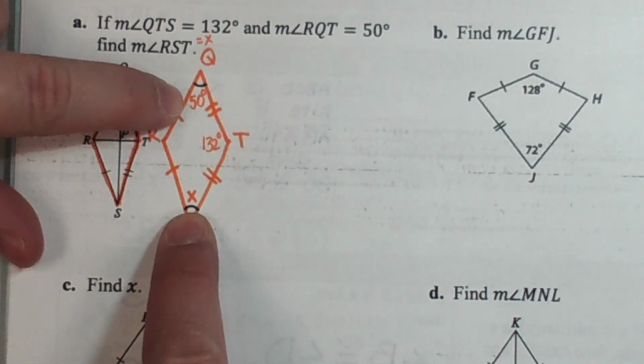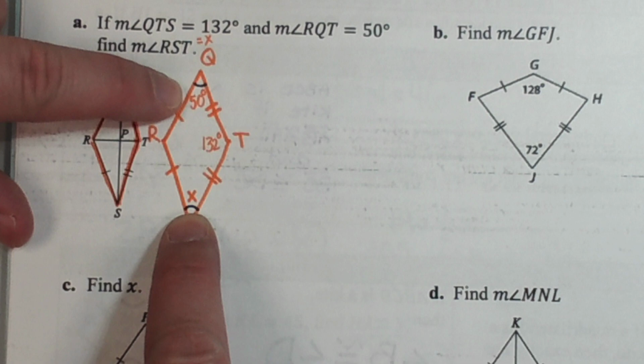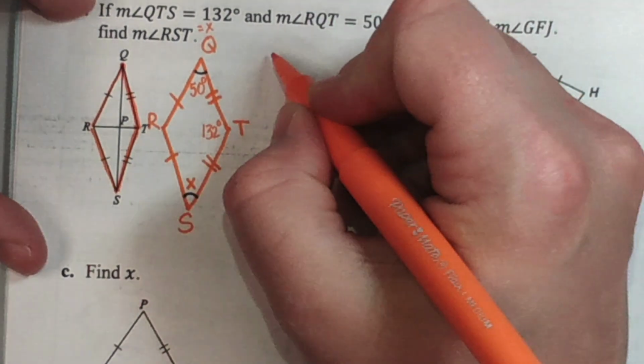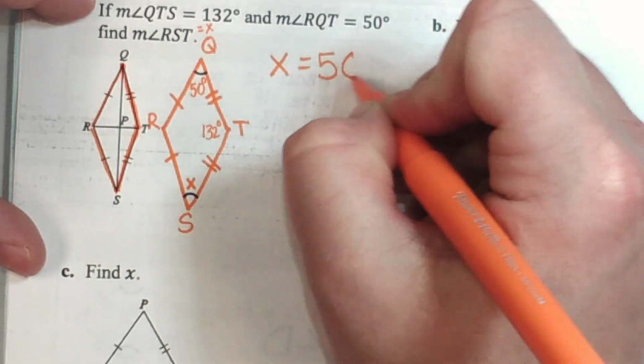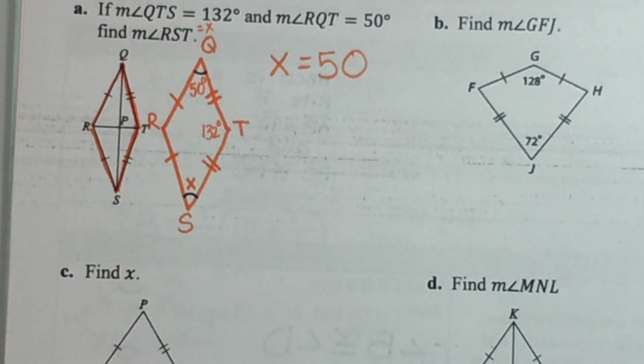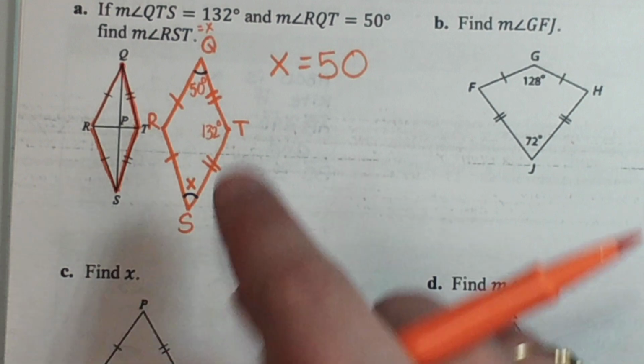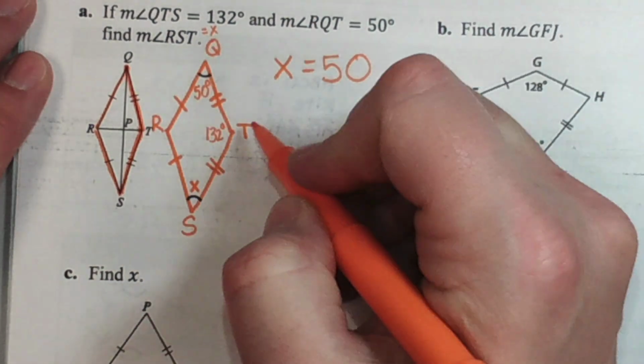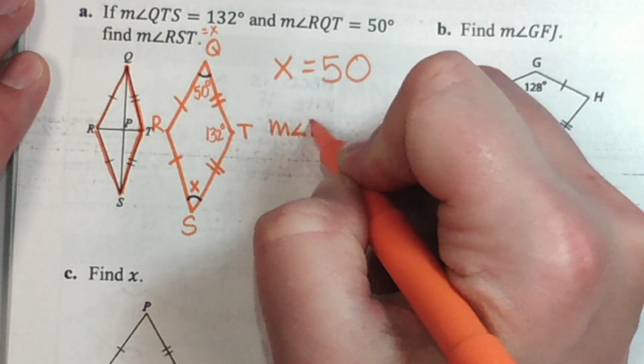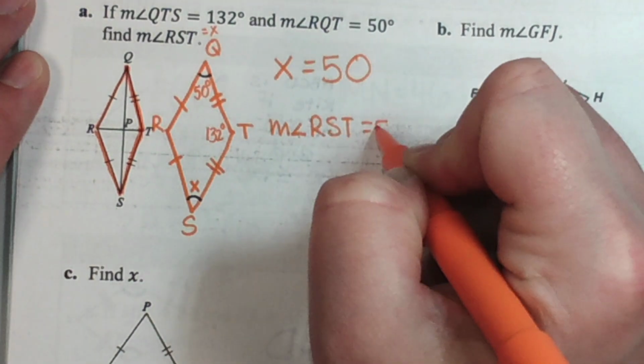Do you notice that I have something marked on both of them? So I just set it equal. Well, that's an easy solve. X equals 50. Was I solving for x in the first place? No, I was solving for angle RST. But what did we call RST? X. So I just change it back. Measure of angle RST equals 50.